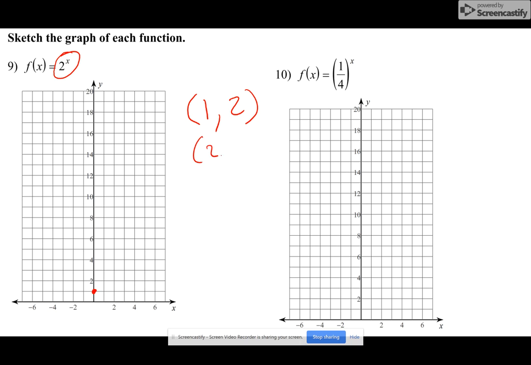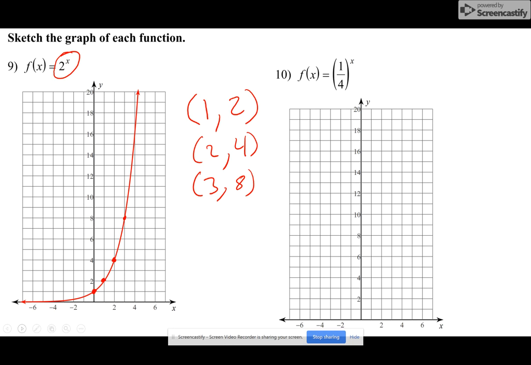Now, what if I would have chosen 2? If x is 2, I'm going to say y is 4, right? 2 to the 2. What if x equals 3? Now, 2 to the 3 gives me 8. Notice how I'm coming out with a bunch of numbers, so I can just plot a couple points. As a matter of fact, let's plot all the points that I came out with. That gives me a better idea how my graph is going to look. And there you go.